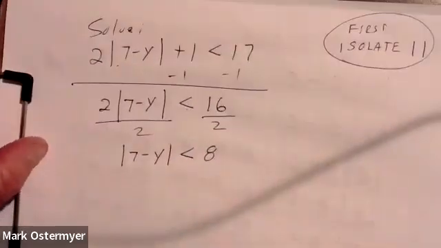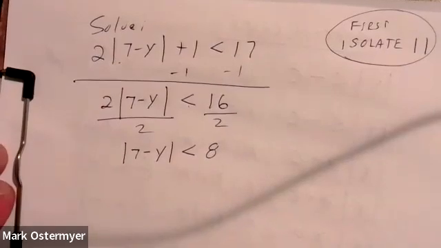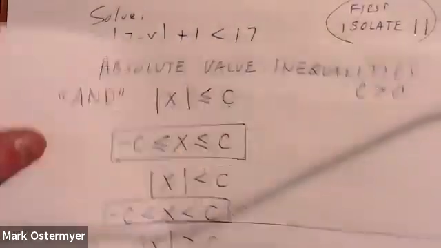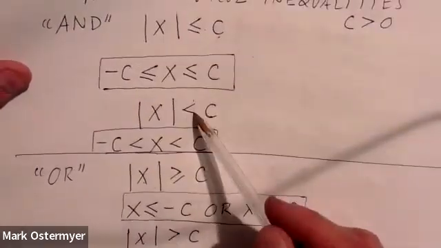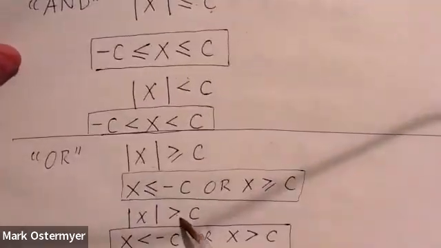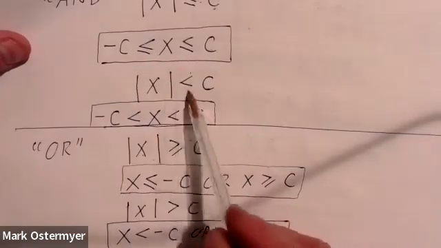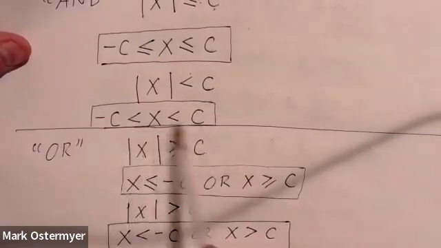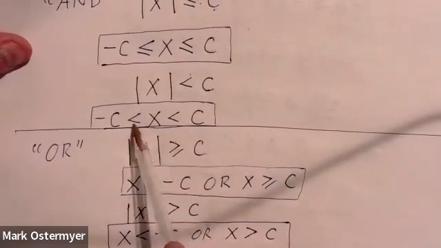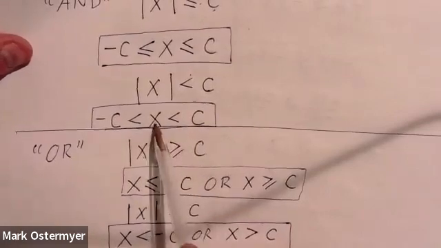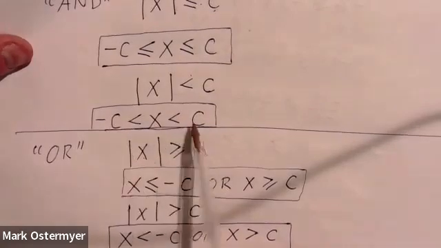All right, since it's not a special case, what type is it? Is it an and or an or? And. It's less than positive 8. It's an and. So therefore, your solution set has to take on this form. Whatever's inside my absolute value symbols would go right here, and my number on the right side would go in here and here.